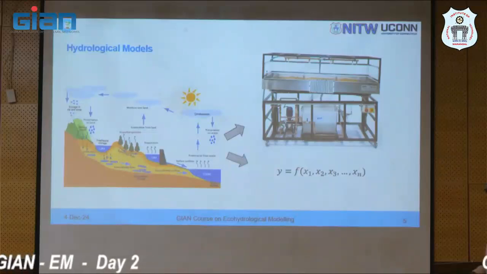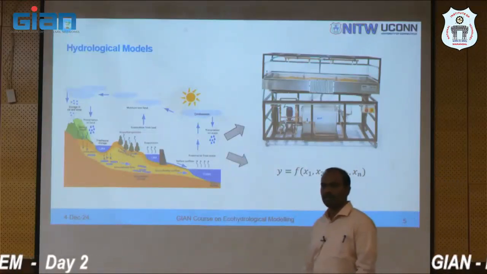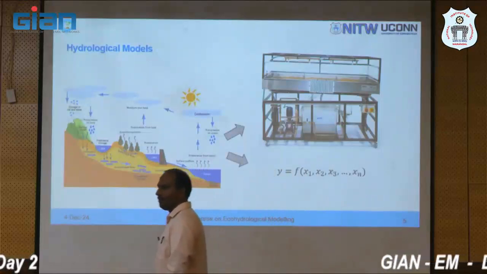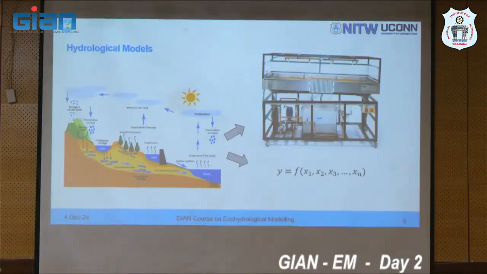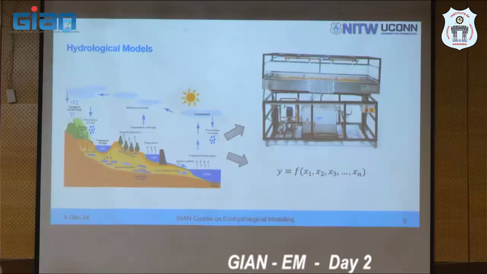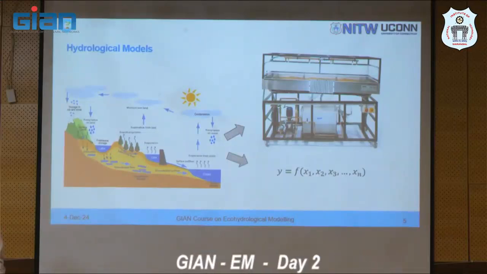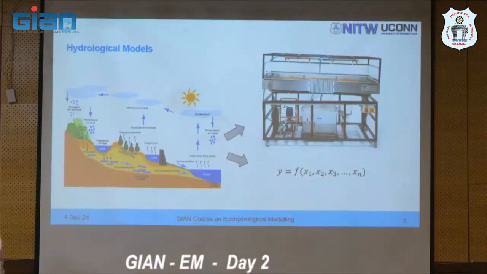And we have seen some of the models. The SCS curve number method is a model. The Penman-Monteith method is a model where you relate your inputs, precipitation and temperature, to evaporation. In the SCS curve number method, we relate precipitation to runoff by considering land use, soil and slope as other factors.